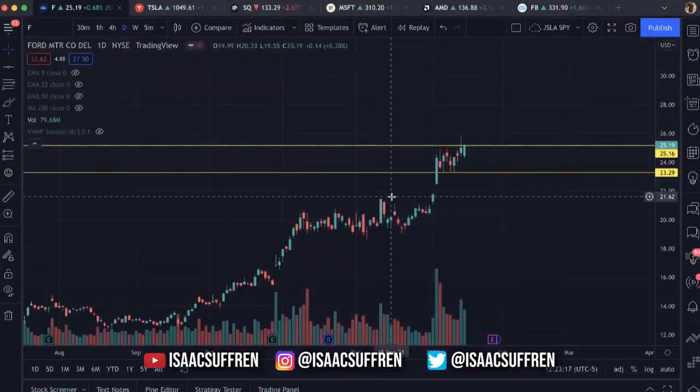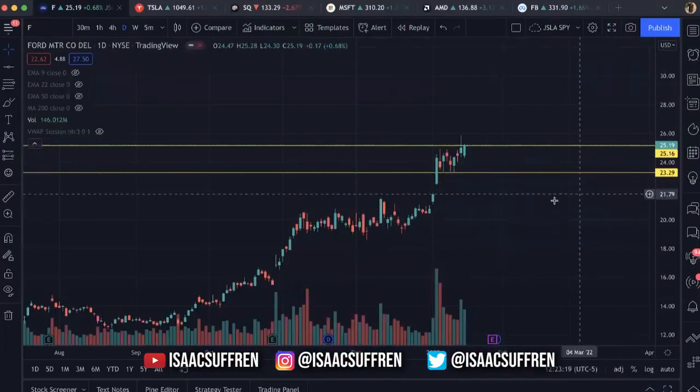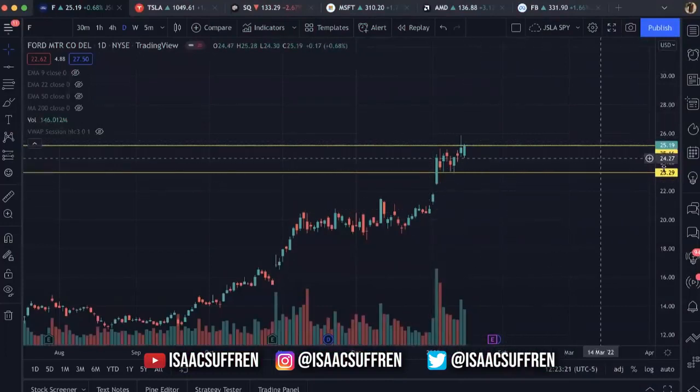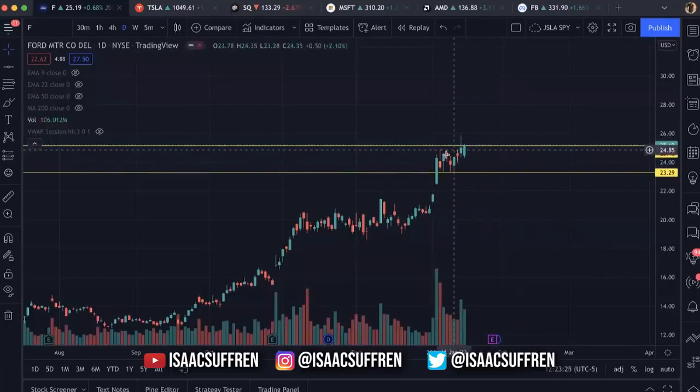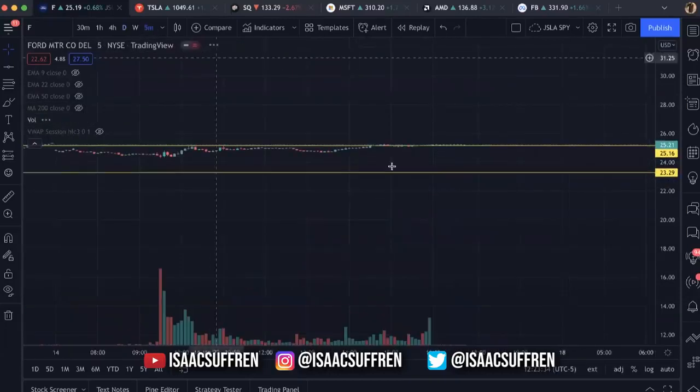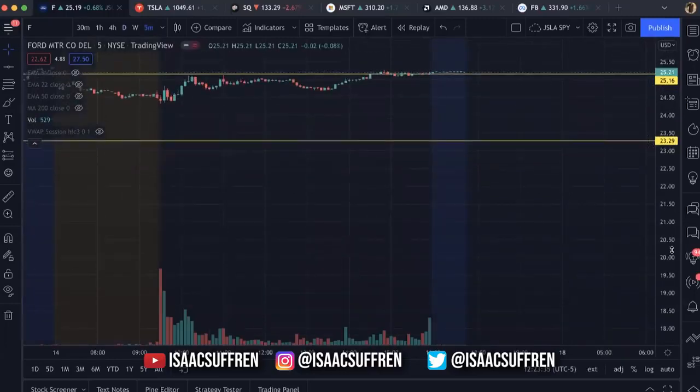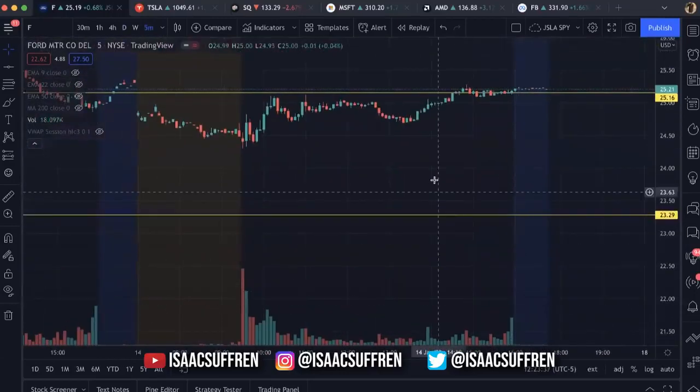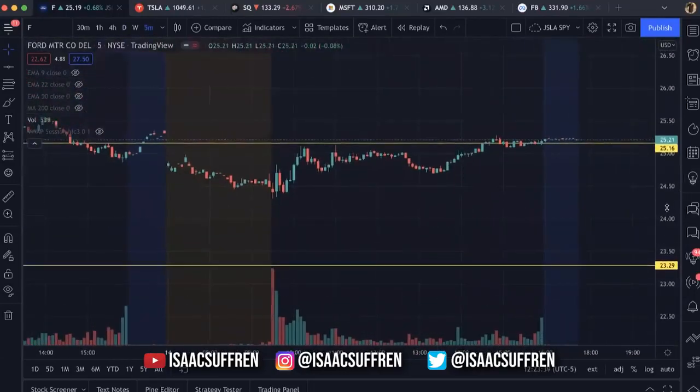So obviously I have a daily level. I have a support level at 23.29, and I have a resistance level at 25.16, around that area. You see that wick? Don't really care about that too much. It's a little outlier, but we have a 25.16 resistance level. Now that I have my daily levels, I want to go back to the 5-minute chart where I will then continue my preparation for the day.